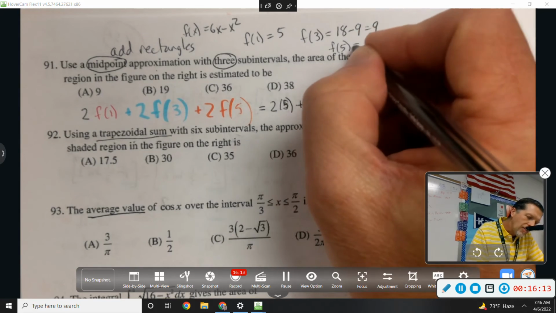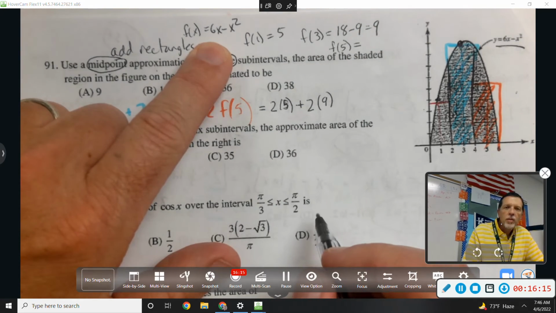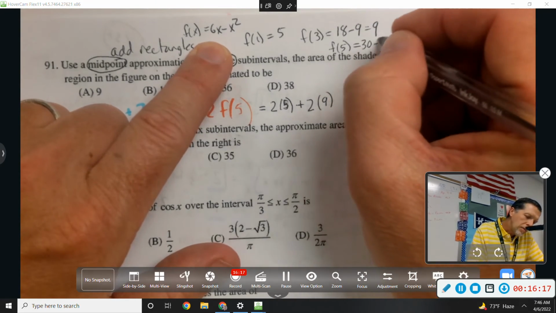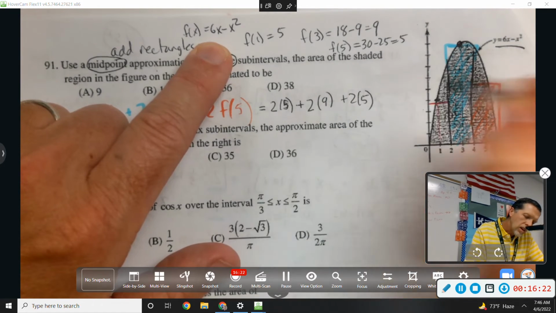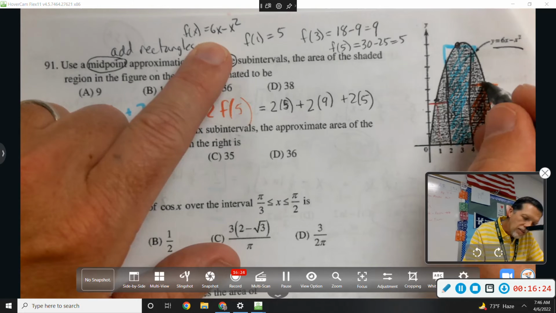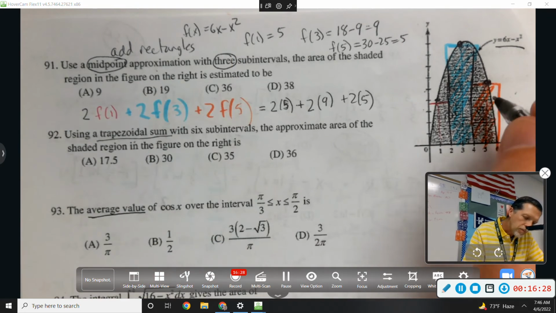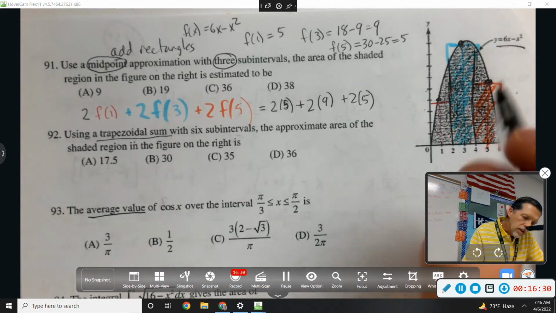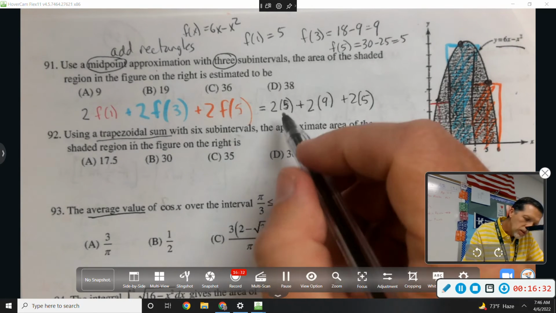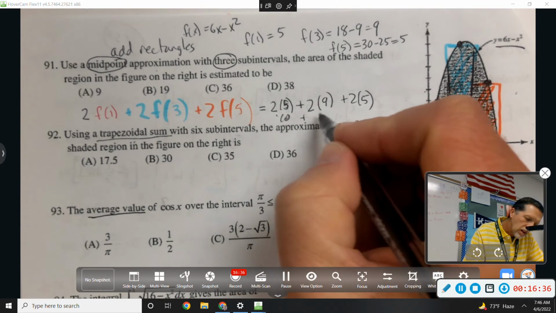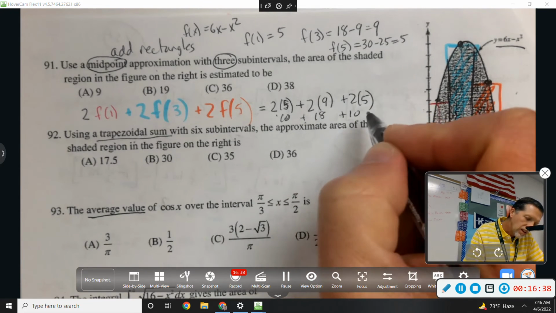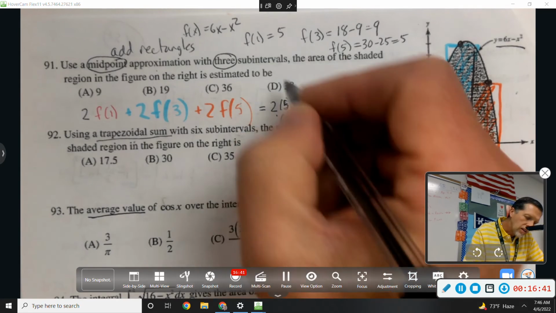F of 5, 6 times 5 is 30, minus 25 is 5. F of 5 is 5. 1, 2, 3, 4, 5. Yeah, that looks right. So 10 plus 18 plus 10 is 38.